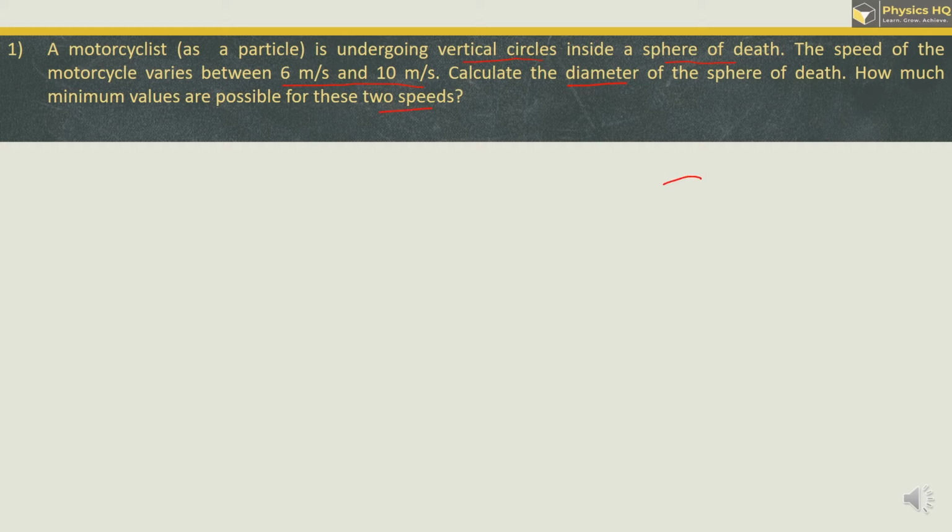So let us understand, when a biker is going through a vertical circle, the velocity at the top will be minimum. So velocity at the top is minimum, and this is given as 6 meter per second. And when the bike is coming down at the bottom, the speed is maximum. So velocity at bottom is given as 10 meter per second, right? So when an object comes from top to bottom, it gains speed. When it is going again to the top, it is losing speed. So maximum speed is at the bottom and minimum at the top.